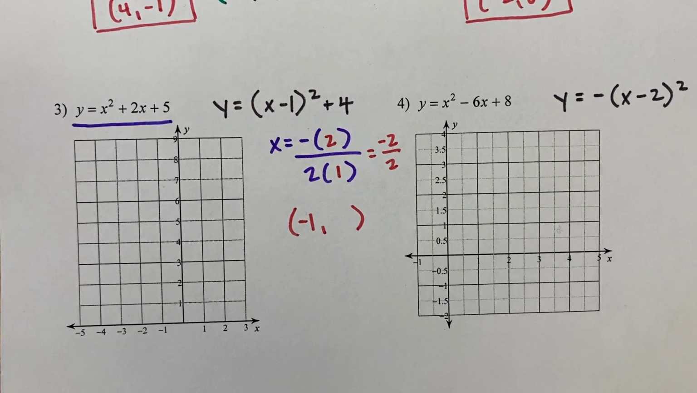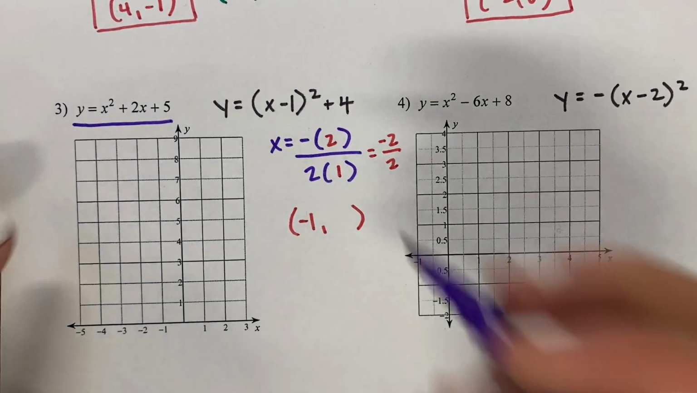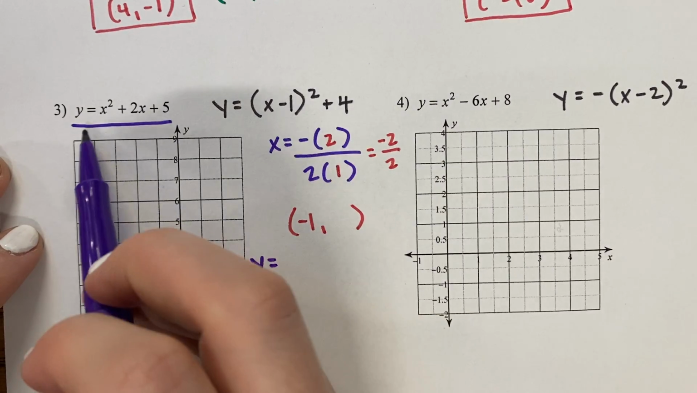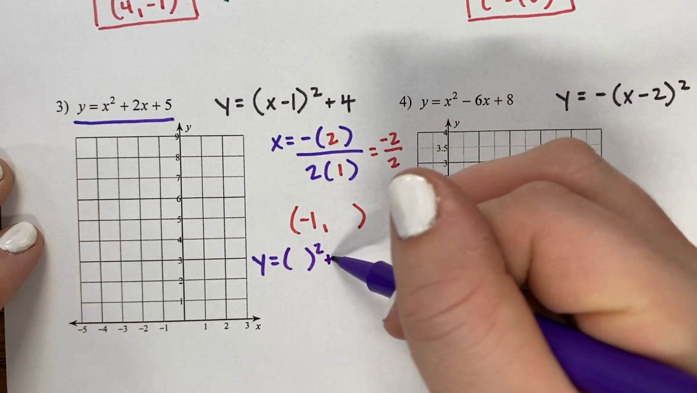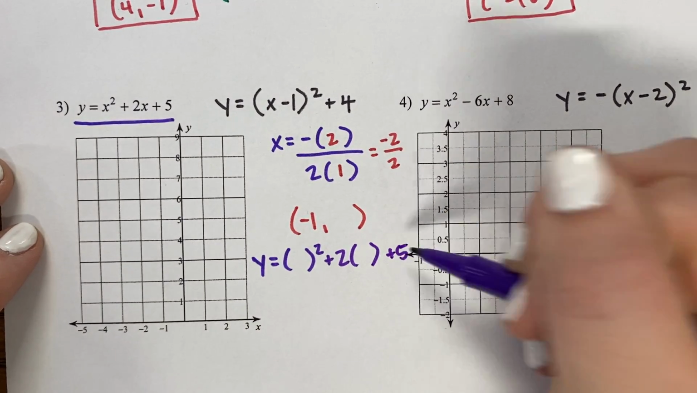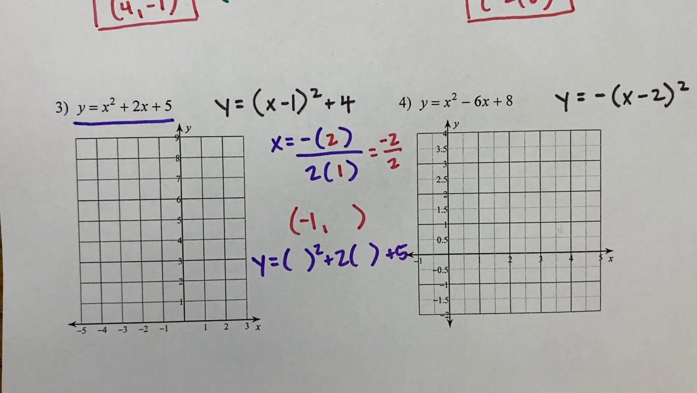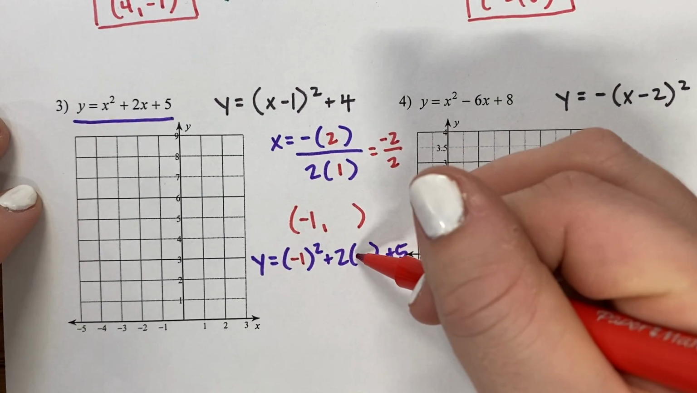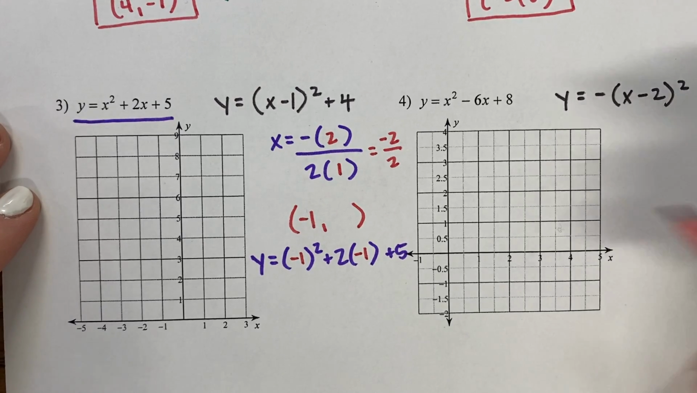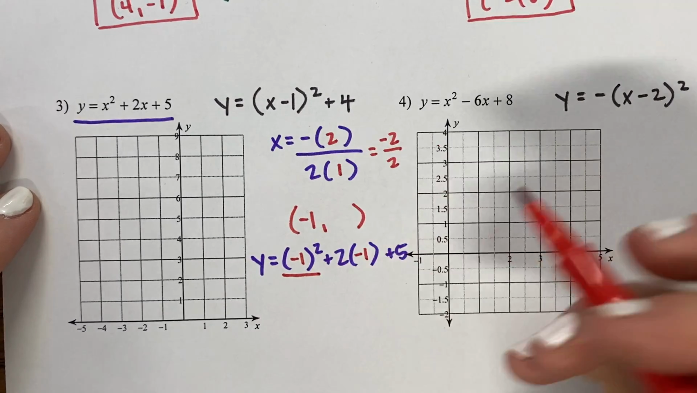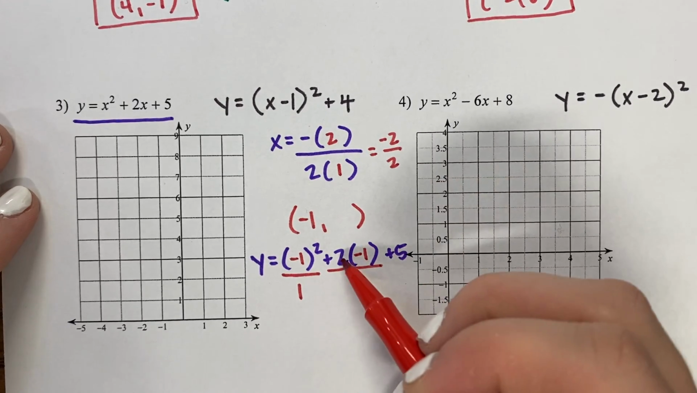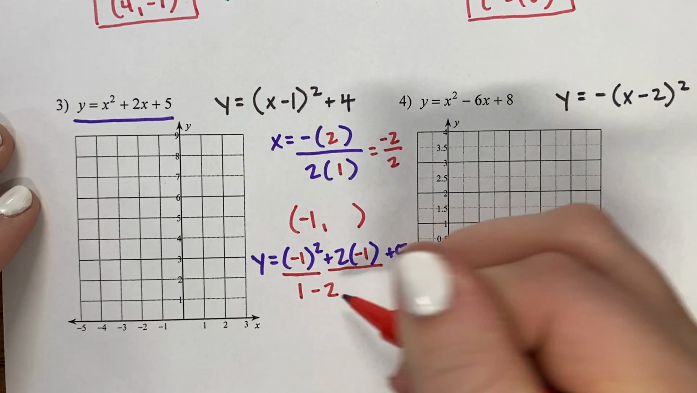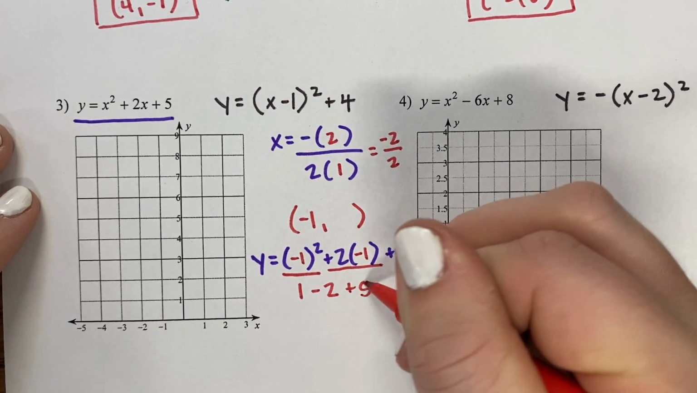Okay, beautiful. Now I just need to find the y. So we're going to do y is equal to our whole quadratic equation, but instead of the x's, I'm just going to leave little spaces: x squared plus 2 times x plus 5. And I can plug in what I found for x, so I have negative 1, negative 1. Now I just solve this. Negative 1 squared, or negative 1 times negative 1, is positive 1, plus 2 times negative 1, which is negative 2, and plus 5.